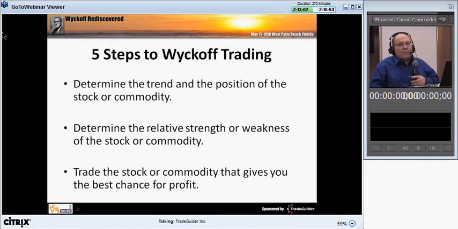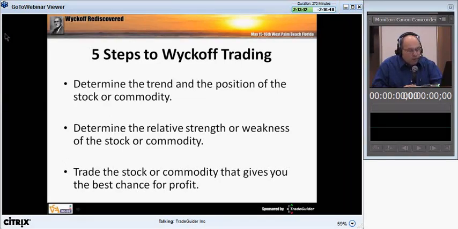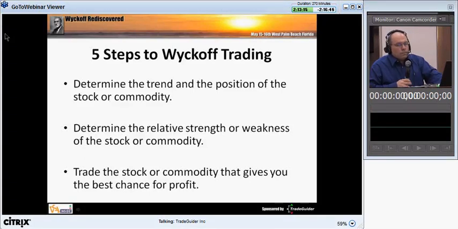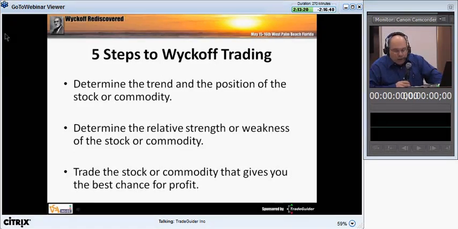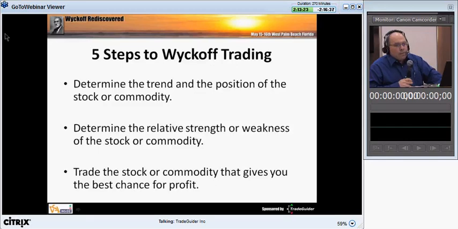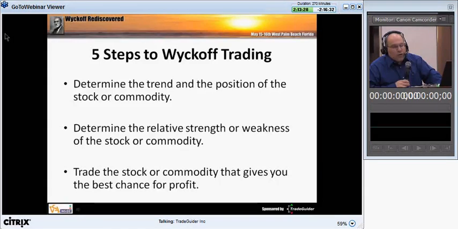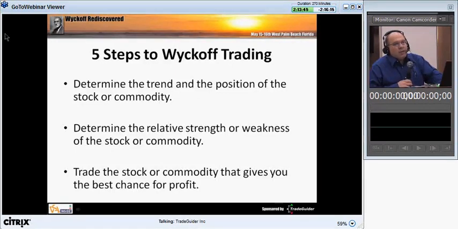There are 5 steps to Wyckoff trading, which I want to go over. The last 2 are important, but they're kind of combined. But let me go over the first one, and a couple people have discussed it before, and this is very, very important. The most important, I'm going to say it twice, it's that important. The most important piece of information you have in the market is what? Trend. The most important piece of information is trend.